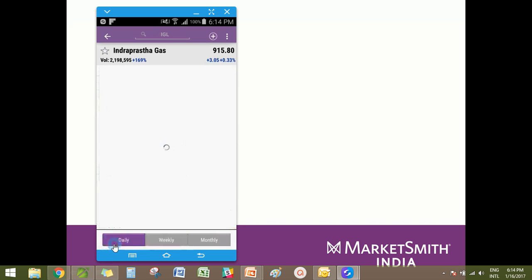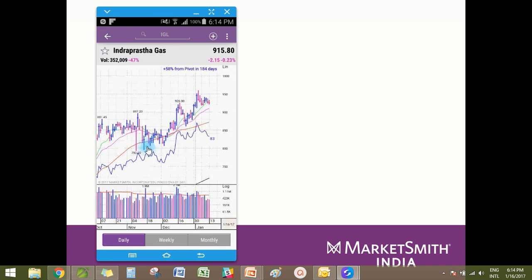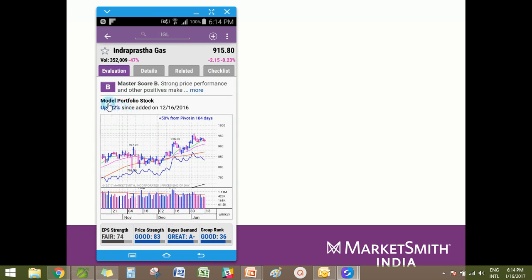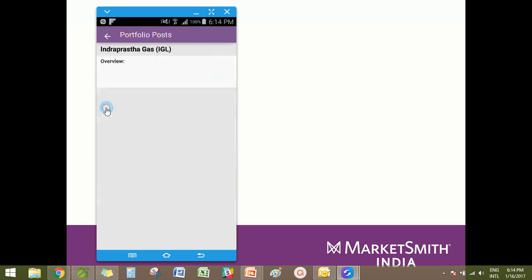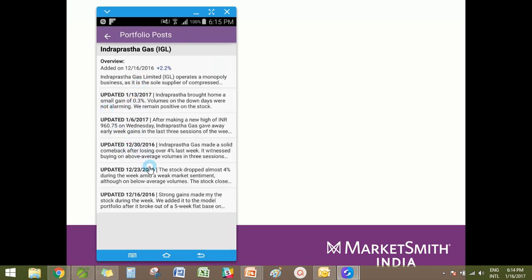And what I'd like to highlight here is that not many people actually know that if you tap this link here, you get this panel, which depicts if it's a model portfolio stock, and for a non-model portfolio stock you don't get this notification here. And not many people know that if you tap this area which says up 2.2%, you can actually get an overview of the technical commentary. So we have our research team updating the week's action on a weekly basis to understand what actually happened in the stock.